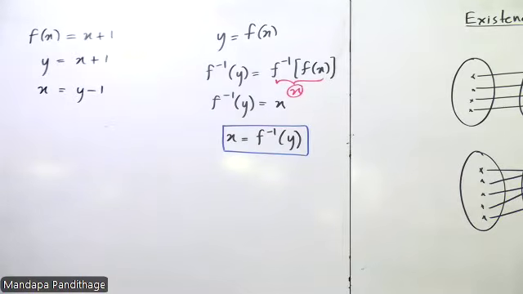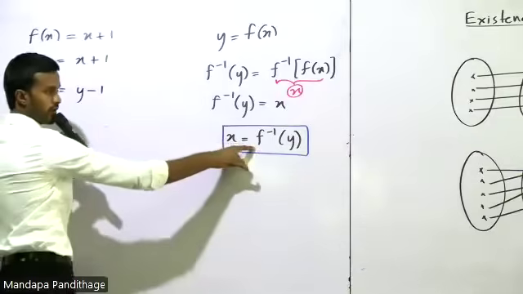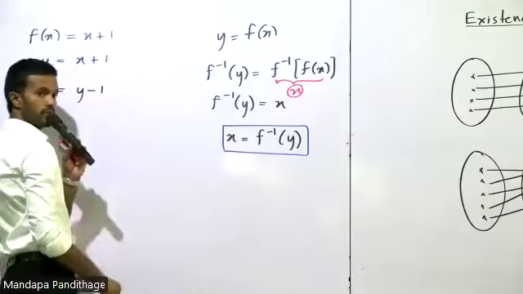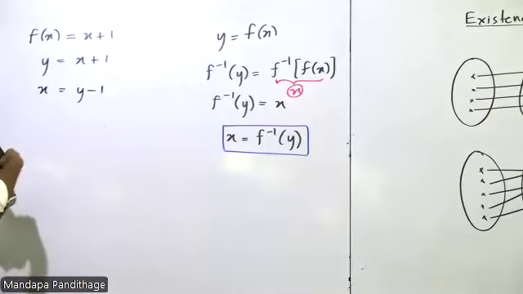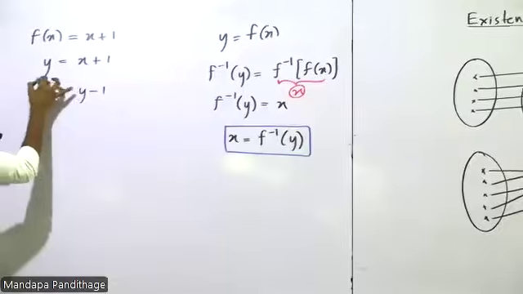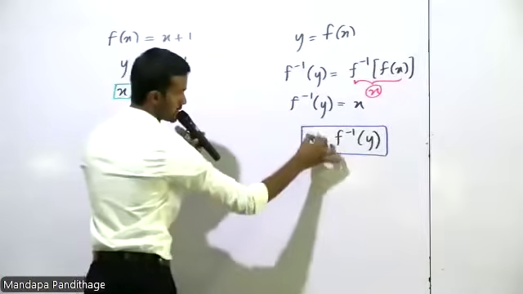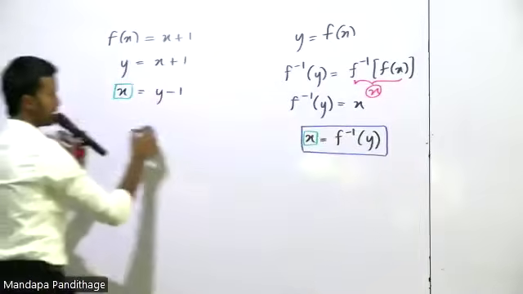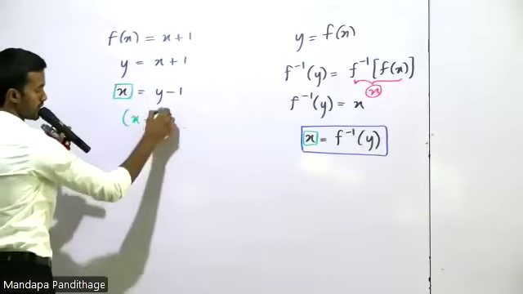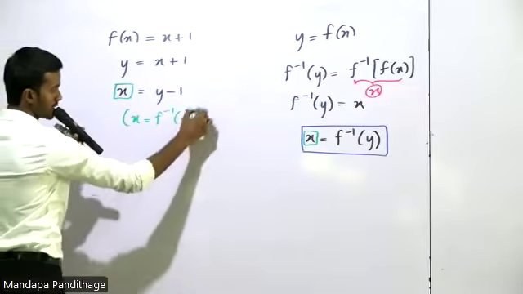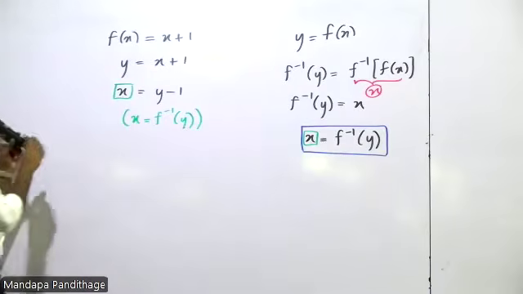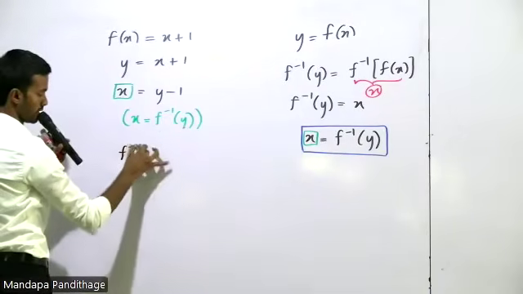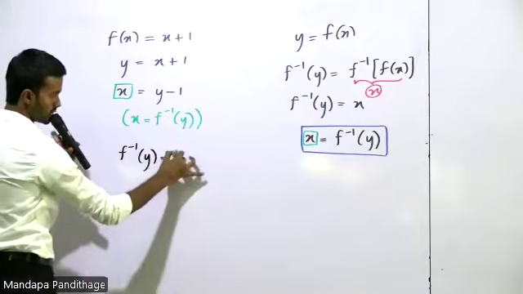So when you subject x, what do you get? You get f inverse y, no? Because x is equal to f inverse y. So when you subject x here, what we have got is f inverse y, because x is equal to f inverse y. So I have got that f inverse y is equal to y minus 1.